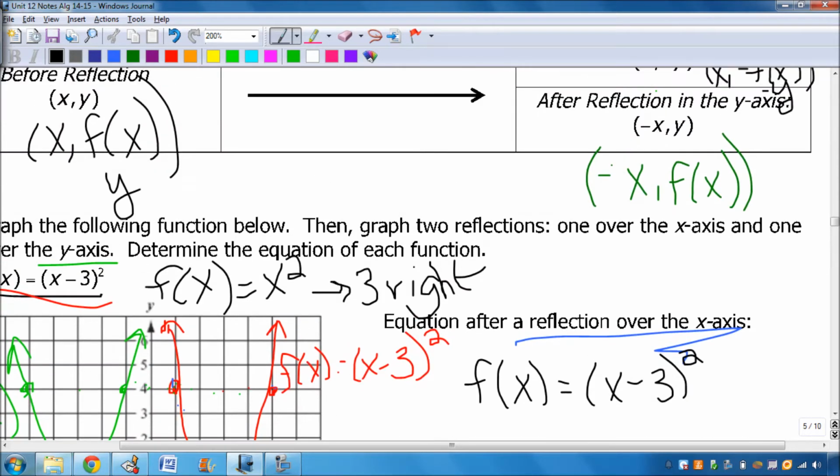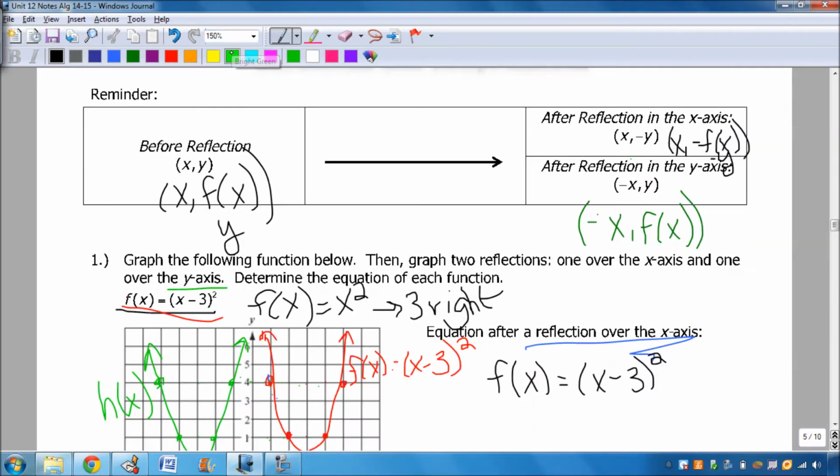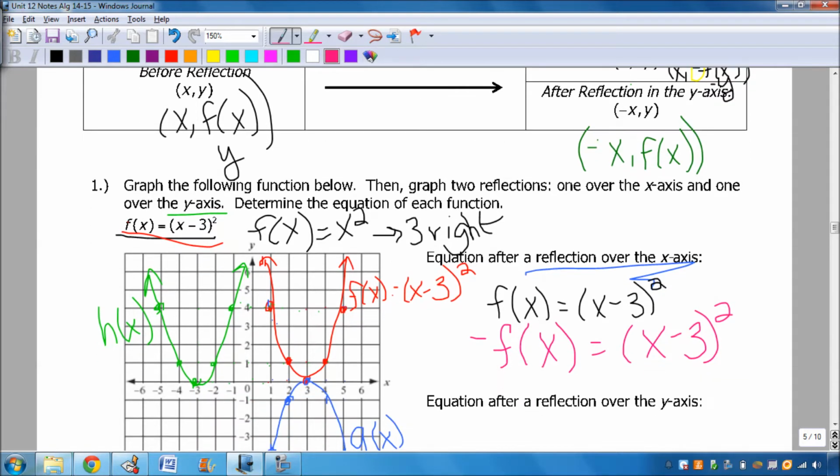So if I want to figure out what happens after I reflect over the x-axis, well, we just figured out right here that this f of x value will become negative. So what I really end up having right here is negative f of x equals (x minus 3) quantity squared. That's what happens when I reflect it over the x-axis. However, I'm not allowed to have a negative f of x right here.